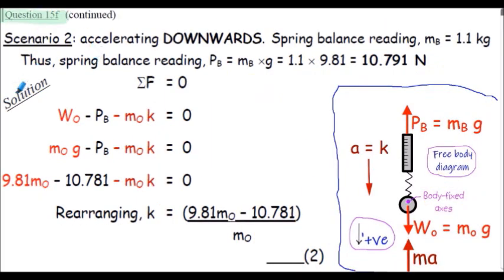Question 15F, solution continued. I then consider the second scenario where the lift is accelerating downwards, and now the spring balance reading for the object is 1.1 kilograms. Again on my free body diagram, I have my inertial force applied in the appropriate direction, and using Newton's first law, because I'm applying D'Alembert's principle, I can again generate an equation which has the two unknowns m0 and k. Again, I've rearranged this equation in terms of k, called it equation 2. So now I will simply equate equations 1 and 2, and I will solve for m0, and then I can back substitute to find k.